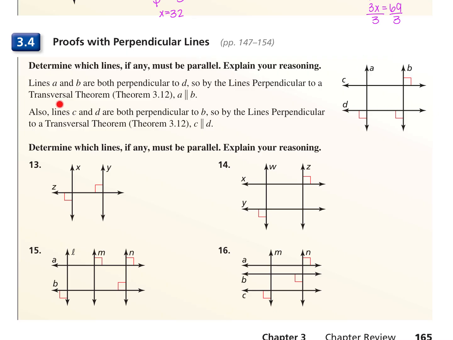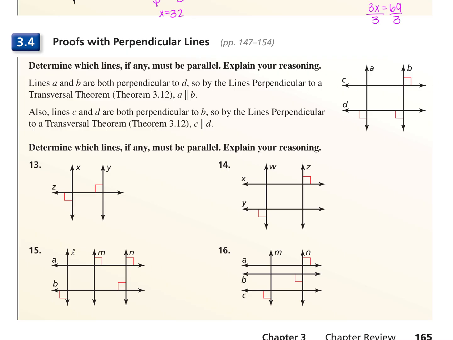So A and B are parallel. They're both perpendicular to D, and we used the lines perpendicular to a transversal theorem. Same thing with this one. If B was my transversal, there's a perpendicular symbol right here and right here. They're both on the same transversal. So that means C is perpendicular and D is perpendicular to B. That means these two lines that cut my transversal are parallel. So you need to understand that.